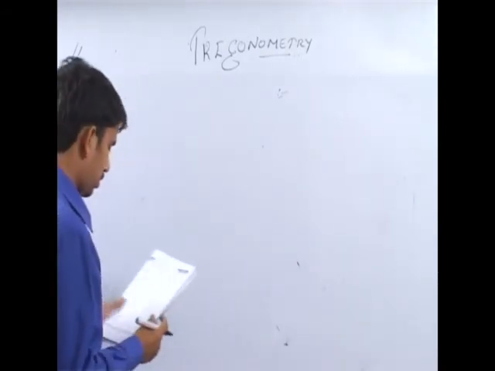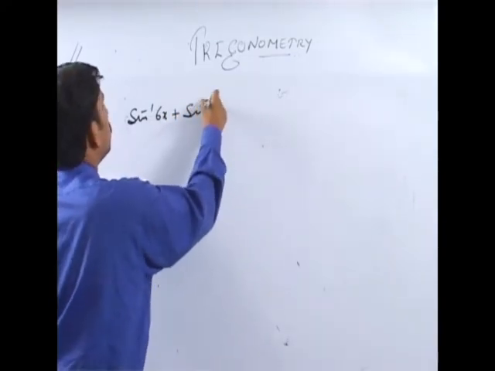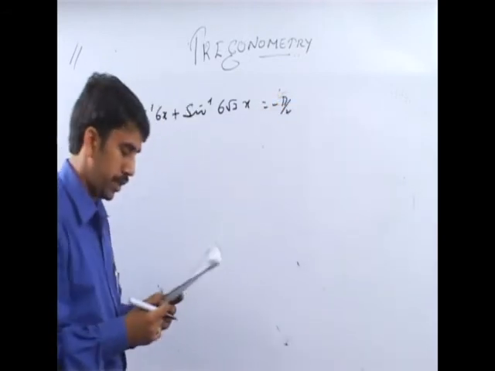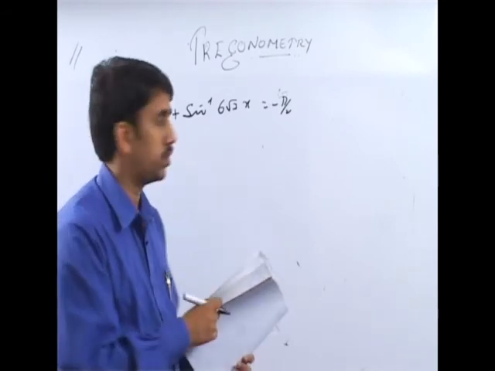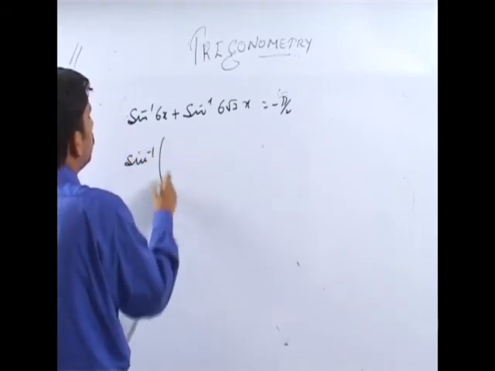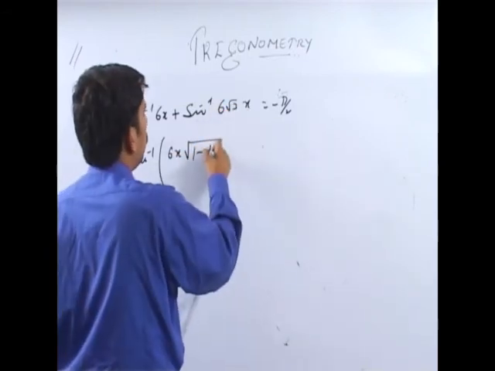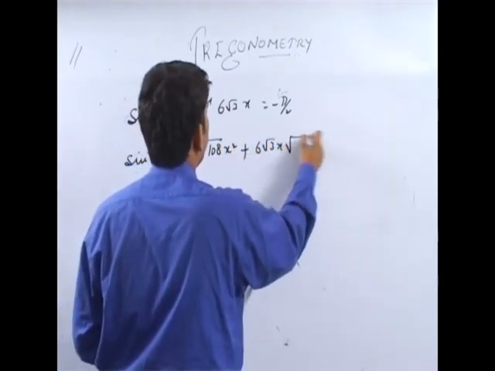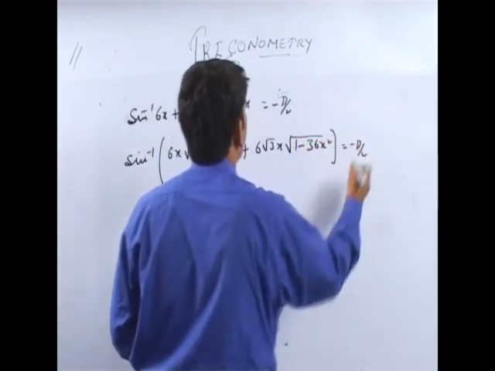Next question: you are given that sine inverse 6x plus sine inverse 6 root 3 x is equal to minus pi by 2. Will we have only integral solutions, two integral solutions, no integral solution, or two real solutions? To prove this, first take sine inverse: this is 6x under the root 1 minus 6 times 6 is 36, 36 times 3 is 108 x square, plus 6 root 3 x under the root 1 minus 36 x square, equal to minus pi by 2.